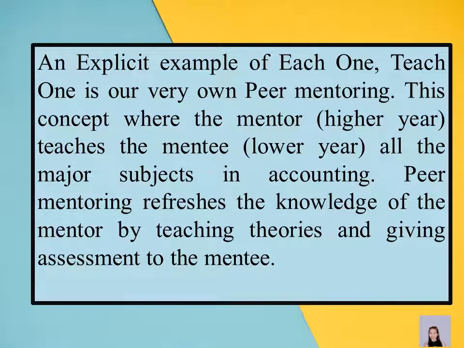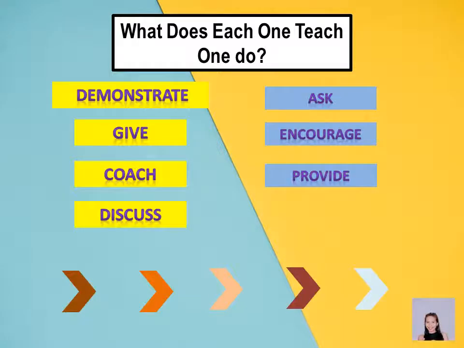An explicit example of each one, teach one, is our very own peer mentoring. This is a concept where the mentor, which is the higher year, teaches the mentee, which is the lower year, all the major subjects in accounting. Peer mentoring refreshes the knowledge of the mentor by teaching theories and giving assessment to the mentee. What does each one, teach one do?